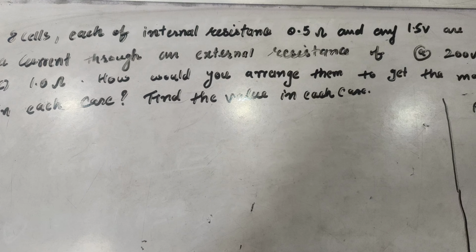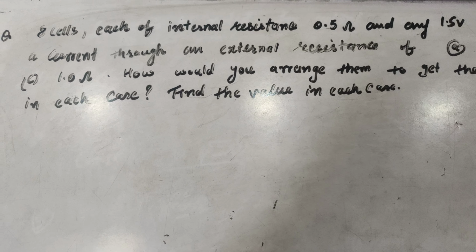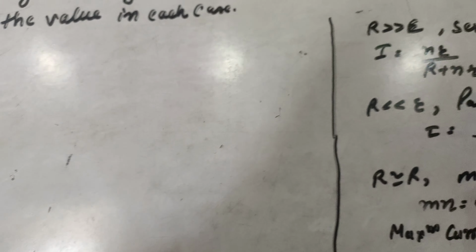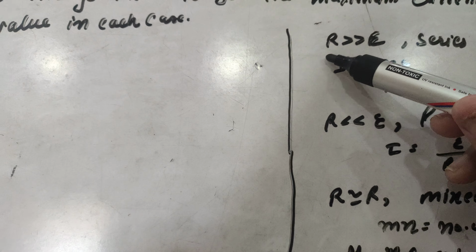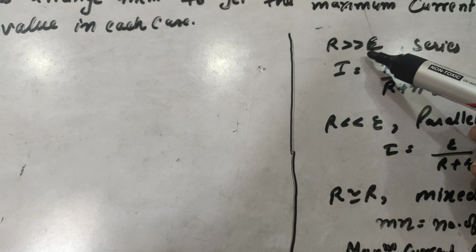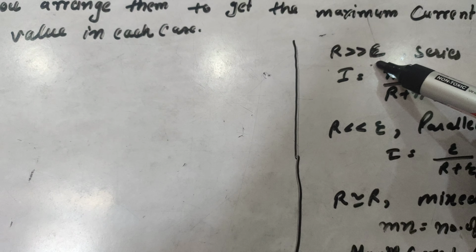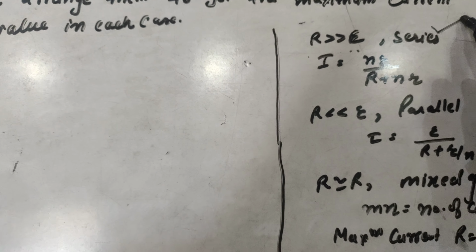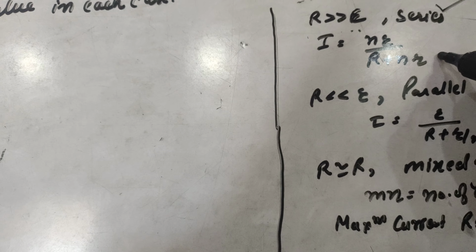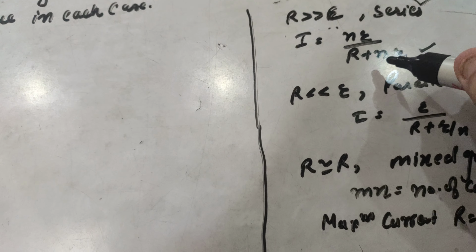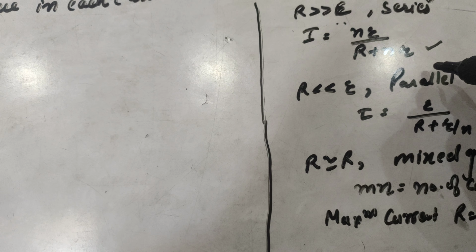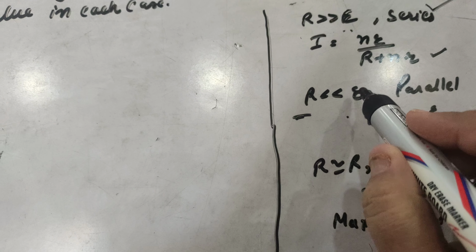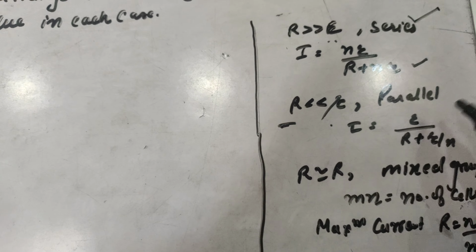Let us now do the numerical based on the previous slide, and to do this let us recapitulate that previous one again. We know that if the external resistance R is very much greater than the internal resistance r, in that case we will use the series combination, and the formula for the maximum current is I is equal to nE upon R plus nr.